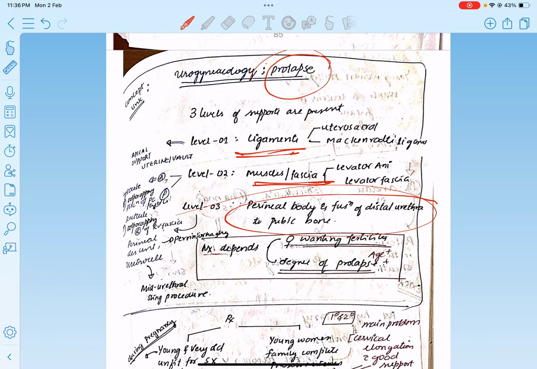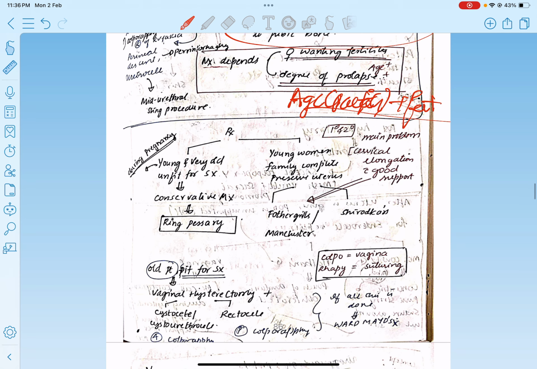So while writing management of prolapse, first you have to check the age of the patient, that is the parity, and also whether she wants fertility or not. Based on this, our management will be focused. For example, if the patient is very young and unfit for surgery, obviously you just do conservative management. But if the patient is a young woman who has completed her family, obviously you can go for Fothergill's or Manchester operation, which is an important thing which will be discussed.